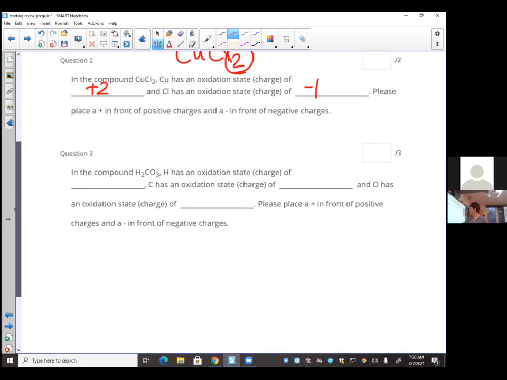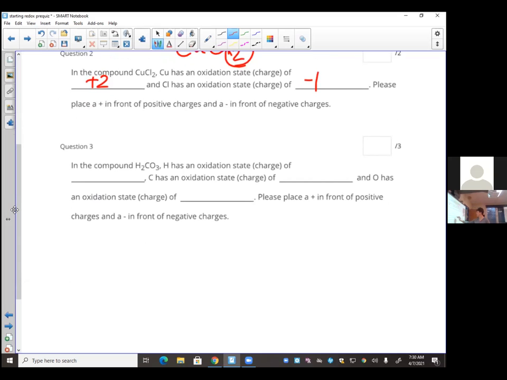Okay. In the compound H2CO3, hydrogen, carbon, oxygen, I've got to figure out all 3 of them. So I'm going to write it down here where I have a little bit more room. H2CO3. What do I know automatically? I know H is a +1, so I can fill that right in. I know O is a -2. How do I know that? It's right here on the periodic table for me. H at the beginning of a formula is positive, oxygen at the end is negative. It only has an option of -2, so I fill them in.